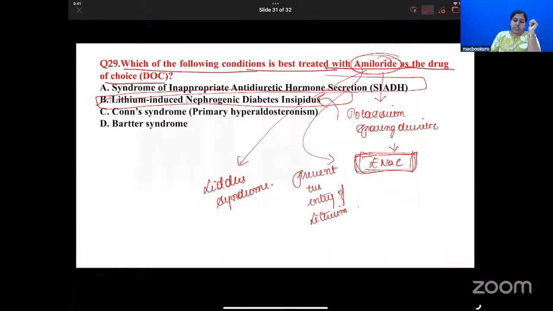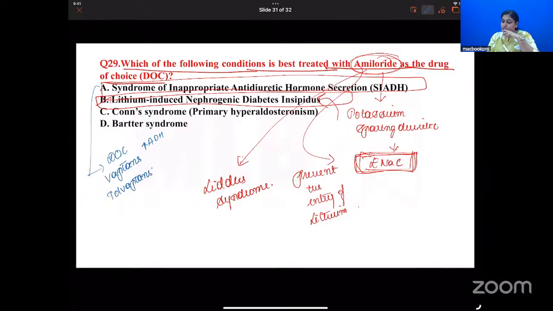In SIADH, the syndrome of inappropriate ADH secretion, what drugs will we give? The most important point to remember is that the drug of choice in SIADH is Vaptans. Vaptans are given in the management of SIADH, a condition where there is an increase in antidiuretic hormone, as you all know. Examples are tolvaptan and conivaptan. These are examples of Vaptan drugs.